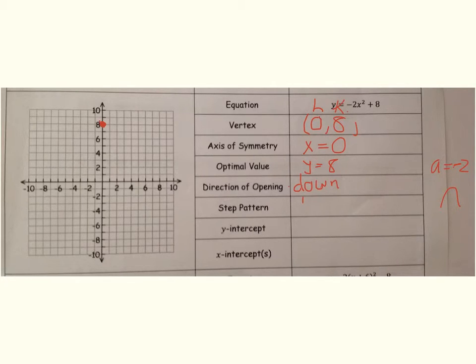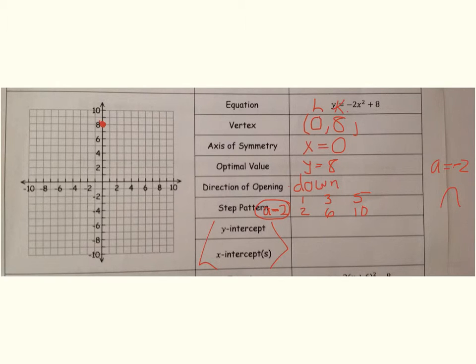So step pattern, again, we went through this. It's 1, 3, and 5 created from our base. If you don't remember where the 1, 3, 5 came from, go back to the other video. A here is -2. I'm just going to use 2 because we already know it's opening down. You can keep the negative value in. Either way will work. So it's going to be 2, 6, and 10. So I took this A value and I multiplied it by 1, by 3, and by 5. I'm going to graph it before I look at my y and my x intercepts, and I'll show you that afterwards.